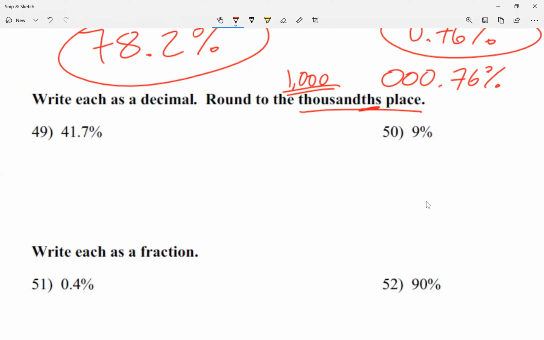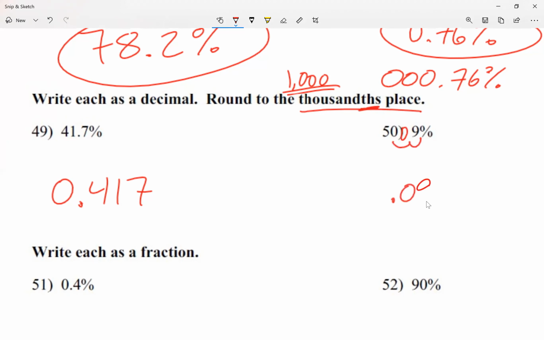So let me move my decimal point 2 places to the left. So I'm going to write this as 0.417. 3 decimal places is okay. Right? That's what I need. 3 decimal places. Okay, looking at question number 50. I'm going to move my decimal point 2 places to the left. Add an extra 0 before it if you need to. So it's going to give me 0.09.